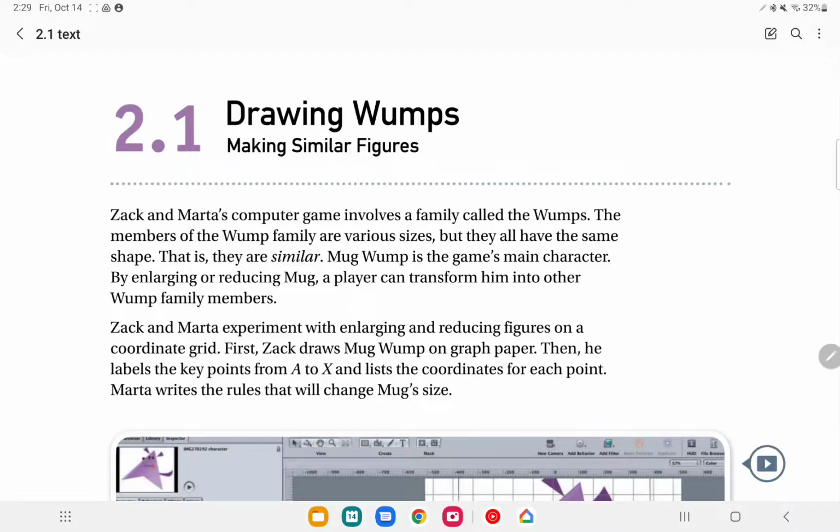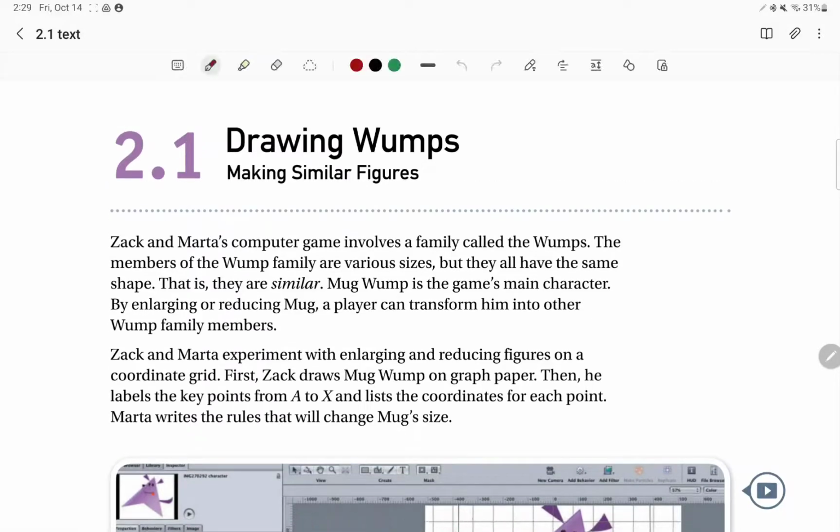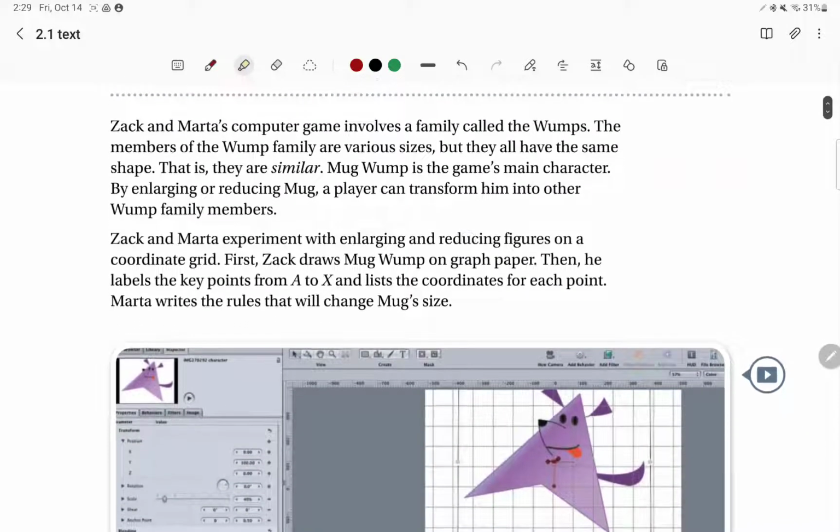So if we start off with 2.1, remember we have to understand the story behind what we're doing because it all ties into a singular problem that we're investigating, and this is drawing these things called wumps. I know that's a silly name, but that's what we're going to call them. It's the family of wumps, and the family of wumps should be similar to each other.